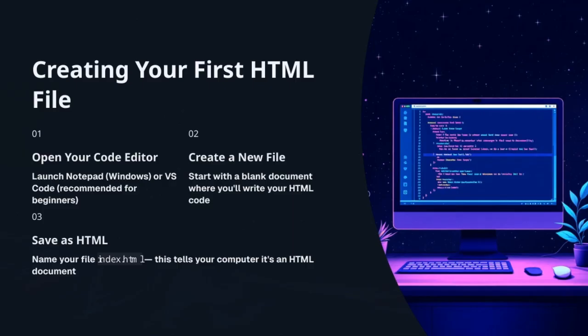If you're just getting started, I recommend creating a new file in your code editor, whether that's Notepad on Windows or a more advanced editor like VS Code. Launch your preferred code editor, open a new file, and you're ready to begin coding your first web page. To summarize, naming your file index.html, saving it as HTML, starting with a blank document, and using a good code editor are foundational steps that set you up for success in web development.